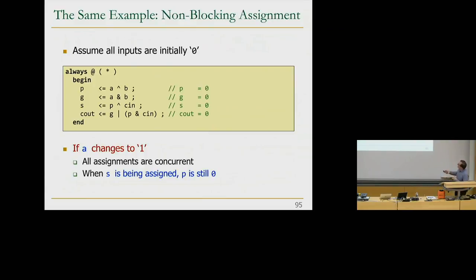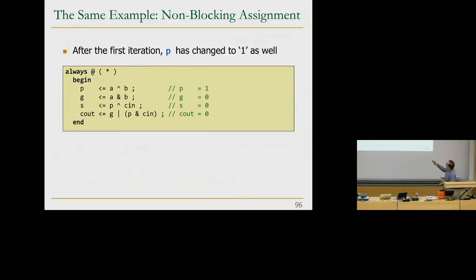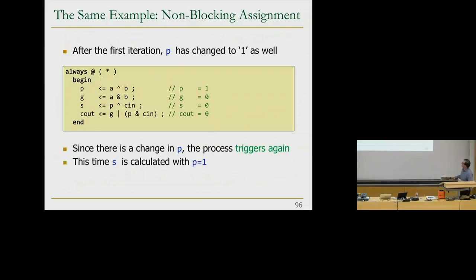So basically, you can do the calculations over here, but all of these happen concurrently with the old values. That's why this gets a 0. This doesn't get the new value of P. Then after the first iteration, P has changed to 1 as well. As a result, this always statement gets executed again, and now you actually update the new values again. Since the process triggers again, this time S is calculated with P as 1, and then you can do this again concurrently in the next case.